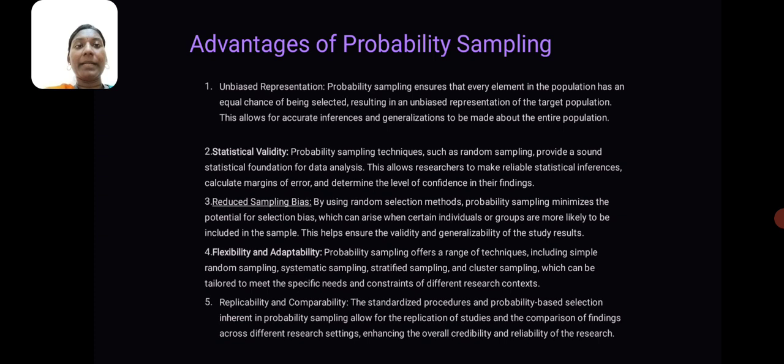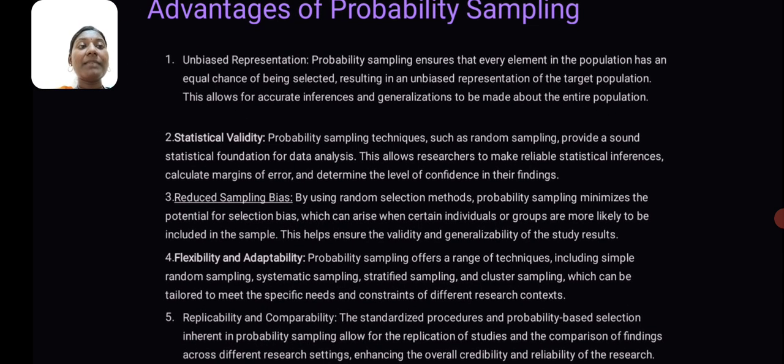Advantages of probability sampling. Number 1, unbiased representation. Probability sampling ensures that every element in the population has an equal chance of being selected, resulting in an unbiased representation of the targeted population. This allows accurate inferences and generalizations to be made about the entire population. Number 2, statistical validity. Probability sampling techniques such as random sampling provide a sound statistical foundation for data analysis. This allows researchers to make reliable statistical inferences, calculate margins of error, and determine the level of confidence in their findings.